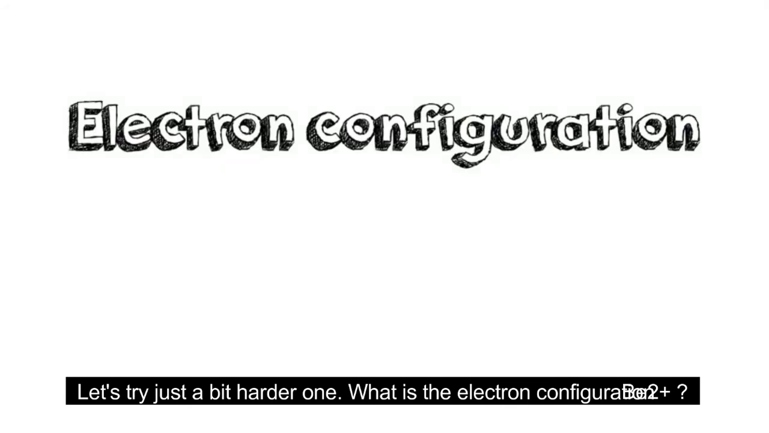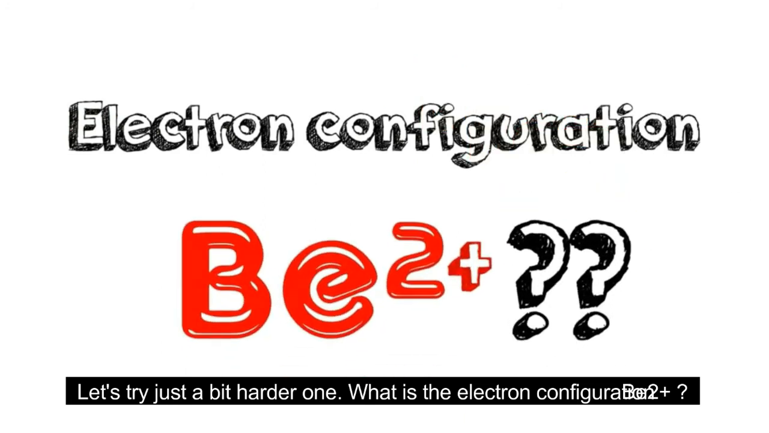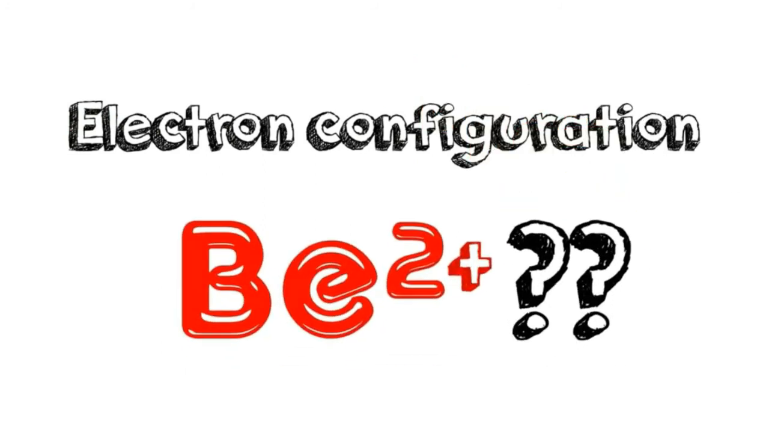Let's try just a bit harder one. What is the electron configuration of beryllium 2+ ion? The answer is 1s2.